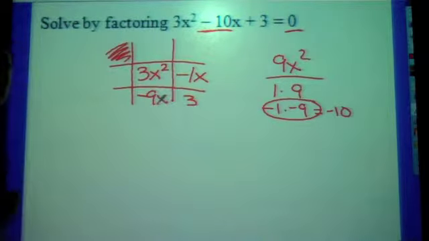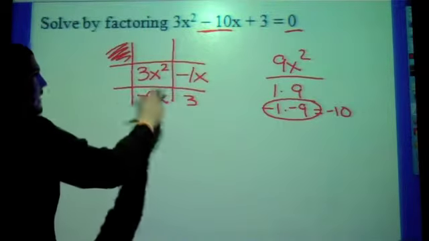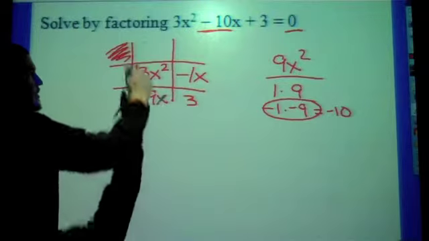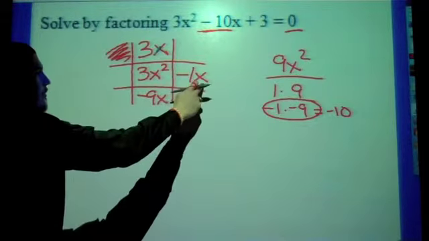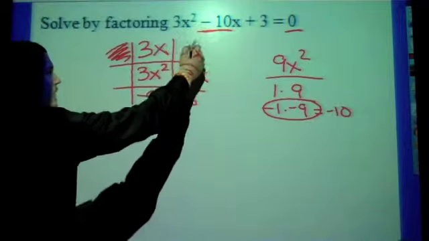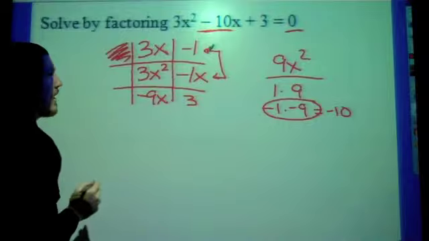Don't forget to give an x to them. Then we take the GCF of each column going up and down. 3x squared and negative 9x. The GCF is going to be 3x. Negative 1x and 3. The GCF is going to be negative 1. Remember, these two numbers right here have to have the same sign.